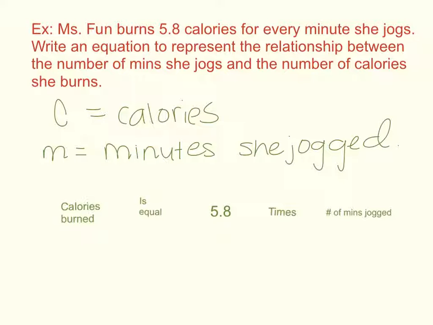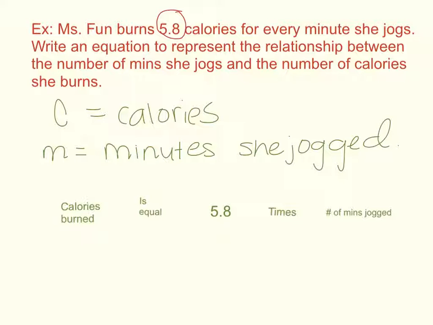So first of all, we need to know two things in order for this story problem to make sense, right? What it's asking us is to write an equation. So remember, an equation has an equal sign and at least one variable. This will have two variables. It's given us numbers, 5.8 calories for every minute she jogs. Do we know how many minutes she has jogged?